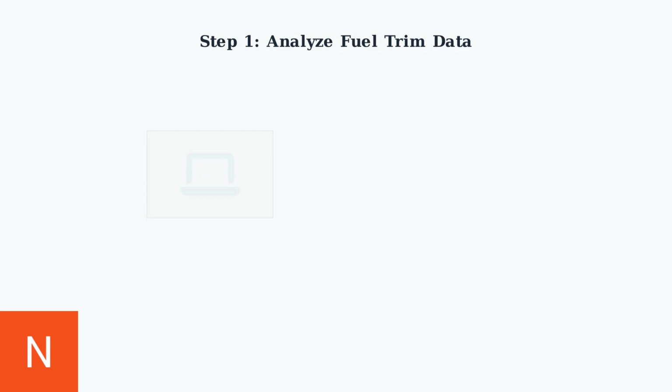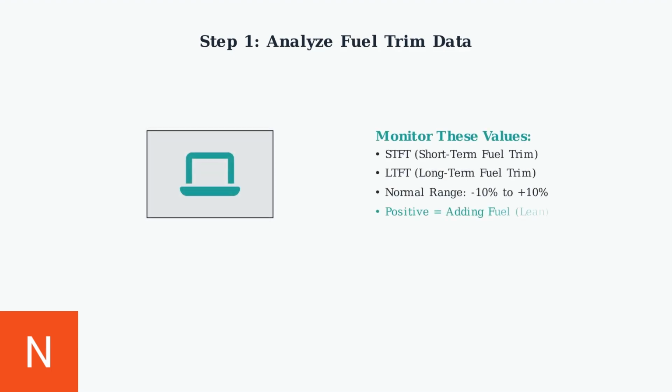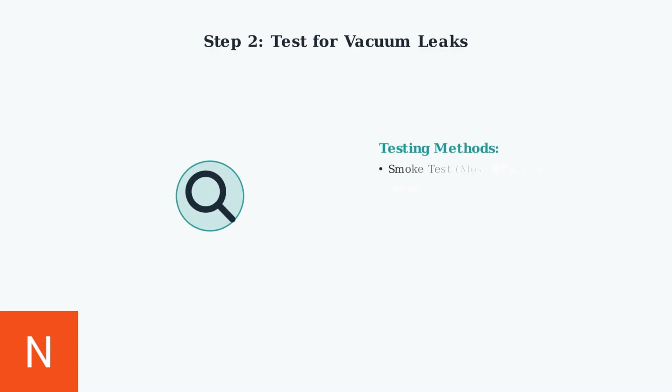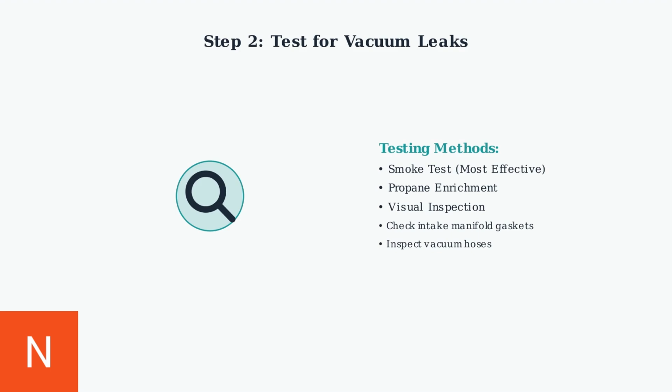The first step in diagnosing a P2096 code is analyzing fuel trim data using an OBD2 scanner. This reveals how the engine control module is compensating for the lean condition. Next, test for vacuum leaks, which are a common cause of lean conditions. Use a smoke leak detector to pressurize the intake system and visually identify any leaks.